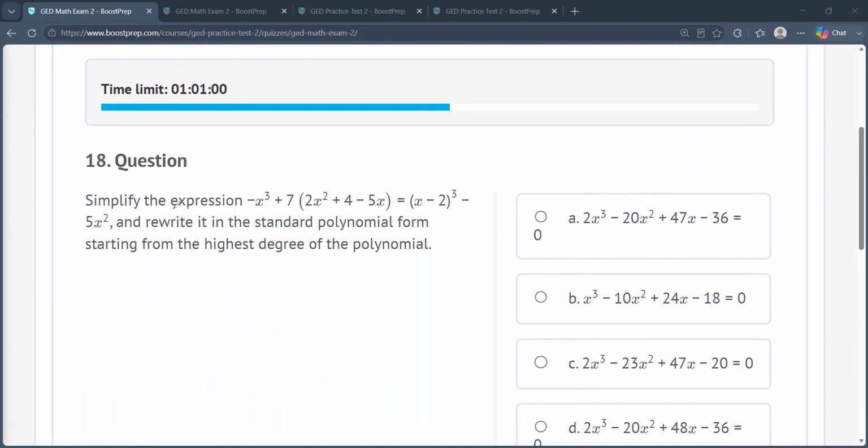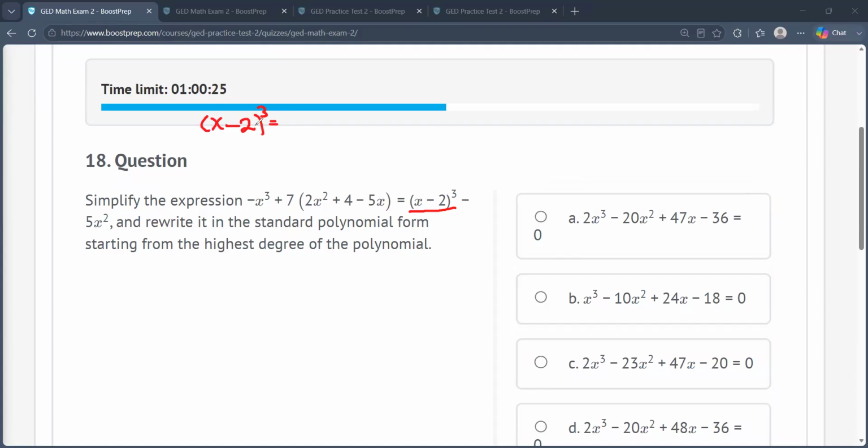Okay, question 18. Simplify the expression: negative x cubed plus 7 times 2x squared plus 4 minus 5x equals x minus 2 cubed minus 5x squared. So what we got to do is get one side to 0. What I'm going to do here is do this part first, because that looks like the hardest. The left side you just have to FOIL it out and clean it up, right? So what is x minus 2 to the third power?